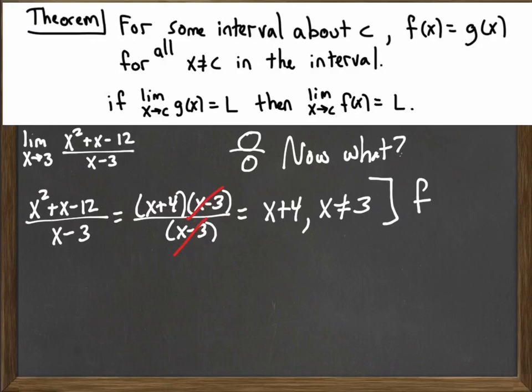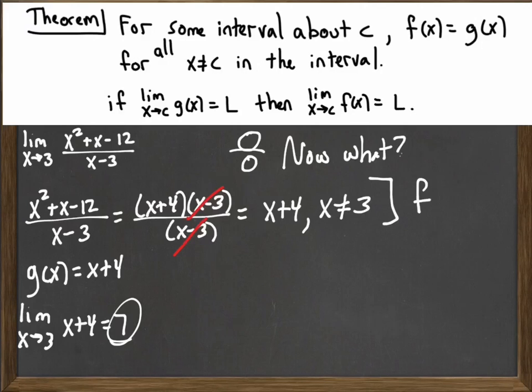Well then, if that's our f function, our g function's easy. g is just x plus 4 without any restrictions. So you see, g and f agree everywhere except 3. g has an answer at 3, f doesn't. So now we just take the limit of g, and we get 7. Since f and g agree, the limit of f is also 7. So that's how that theorem comes into play.